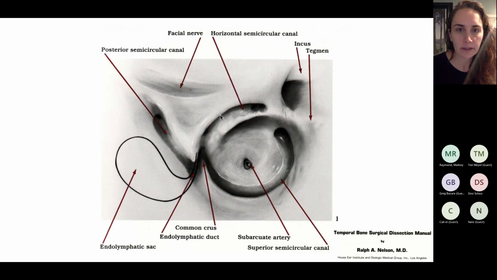And again, with all the canals open, starting to identify vestibule. Once we've got everything widely open, we can follow the canals down to the vestibule and the lymphatic sac and duct coming under the posterior semicircular canal.